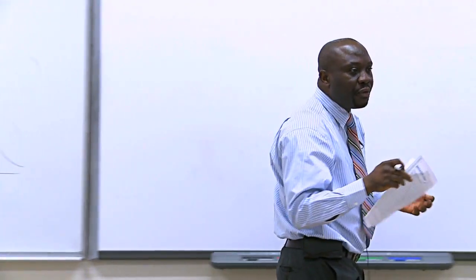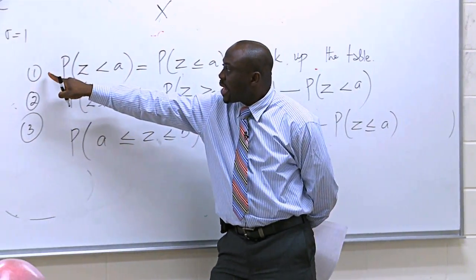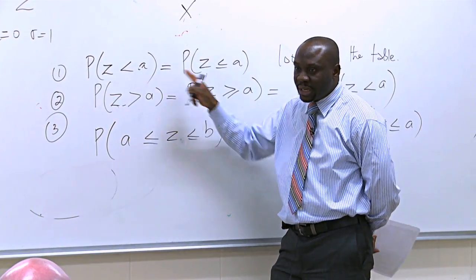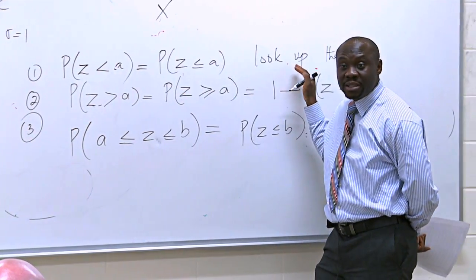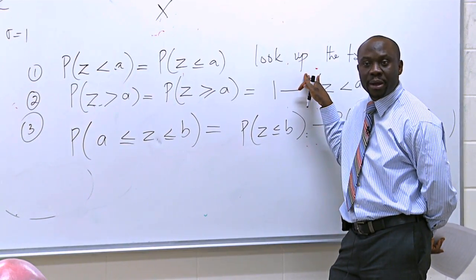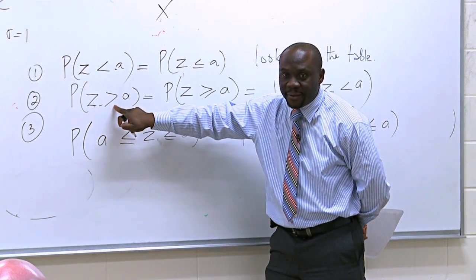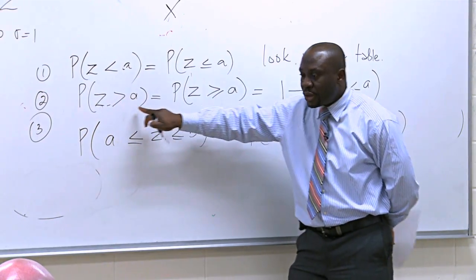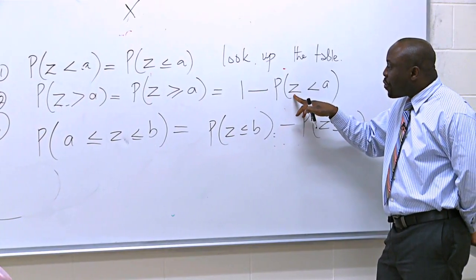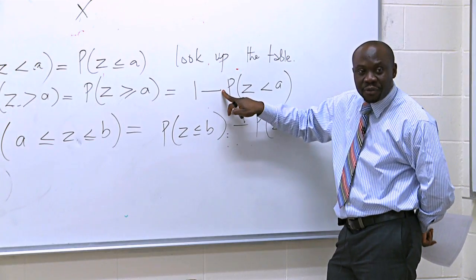That is why I give you these 3 rules or guidelines, whatever you want to call it. A, when z is less than a or less than or equal to, as long as you have the less than sign, you go direct to the table and find the probability. I'm going to show you how to do it. But if you happen to have a greater than sign, you cannot read it from the table. So this is what you're going to do. You read the less than of that and take it from 1.